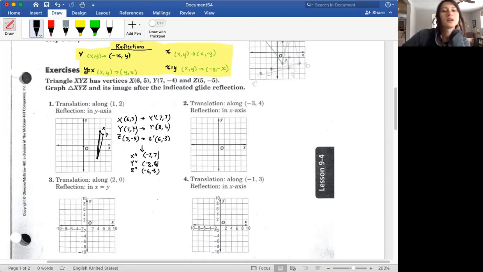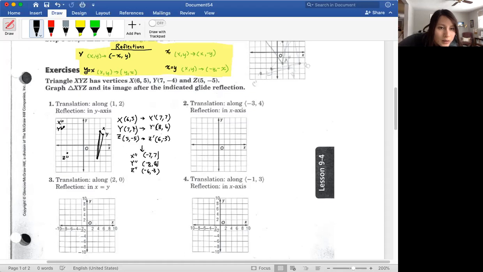Negative 7, 7, that's X. Y is negative 8, 6. And Z, negative 6, negative 3. I think it's up here actually. That's my Z.